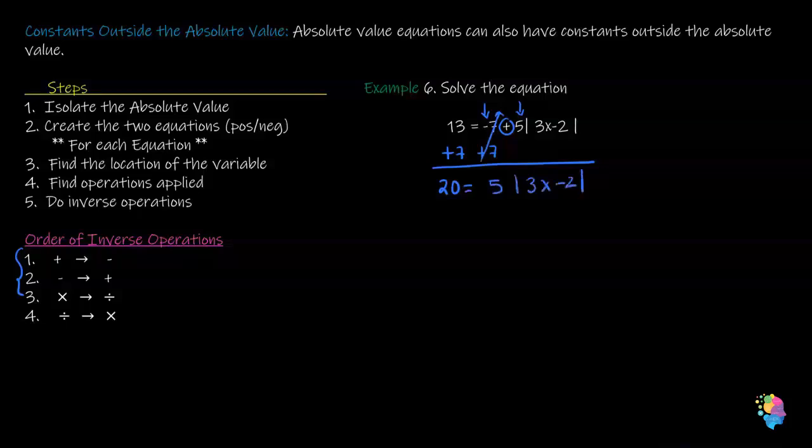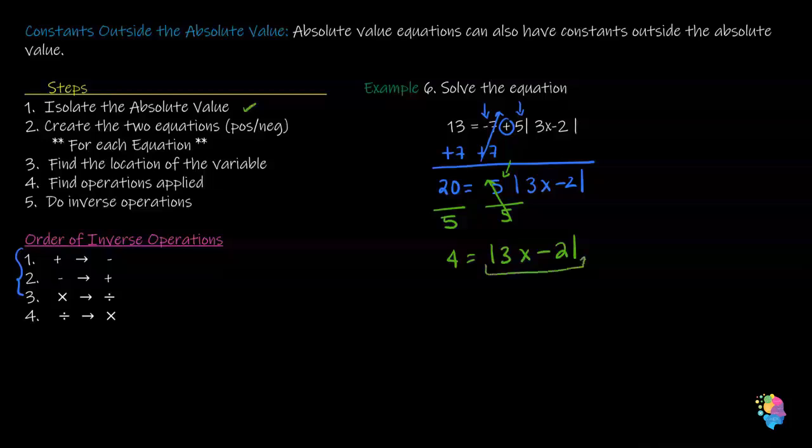So now we need to isolate the absolute value by getting rid of this multiplication. The opposite of multiplication is division, so we divide both sides by 5. So 20 divided by 5 is 4. On the right side, remember 5 divided by 5 goes to 1, and we're not writing that anymore. So then it becomes the absolute value of 3x minus 2. Okay, so we've fully isolated the absolute value because there is nothing before or after the absolute value. So now we are ready to create our two equations.